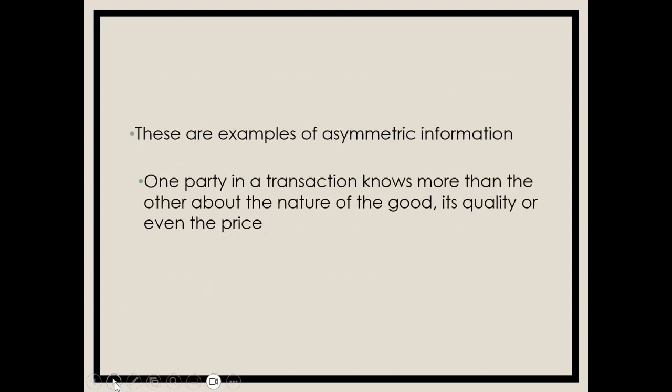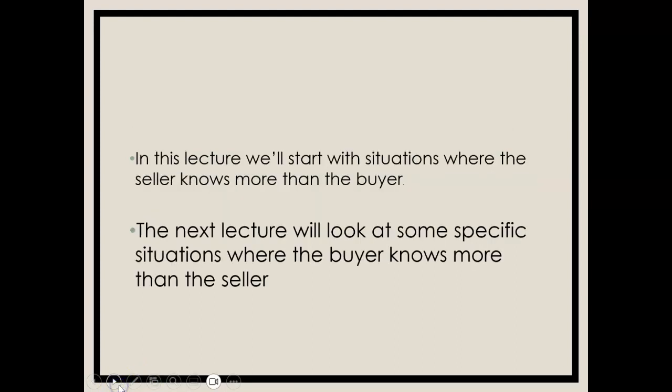These are examples of information asymmetry, or asymmetric information. One party in a transaction knows more than the other party about the nature of the good, its quality, or even its price. In this lecture, we're going to start with situations where the seller knows more than the buyer. Then in later lectures, we'll look at the specific situations where the buyer knows more than the seller.